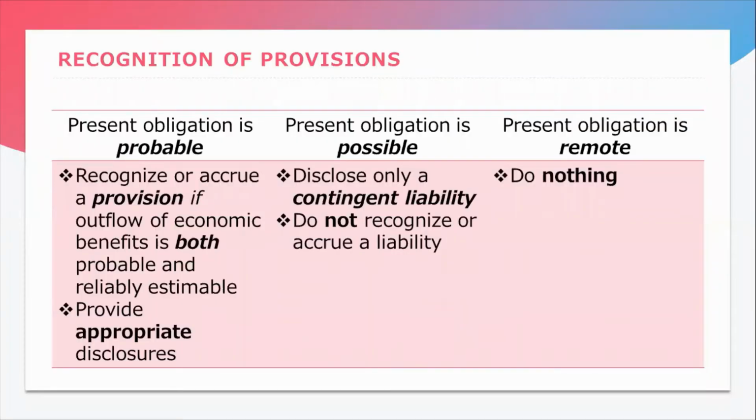Next is, ito yung nasabi ko na kanina, probable, possible, and remote. So, unahin natin si remote. Pag remote, do nothing. Ignore. Huwag mo na siyang i-disclose. Huwag mo siyang i-record. Wala kang gagawin. But if the present obligation is possible, you have to disclose it only as contingent liability and do not recognize.